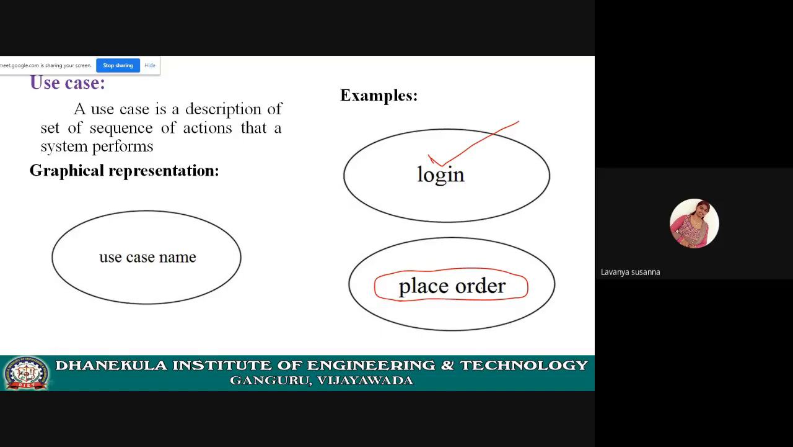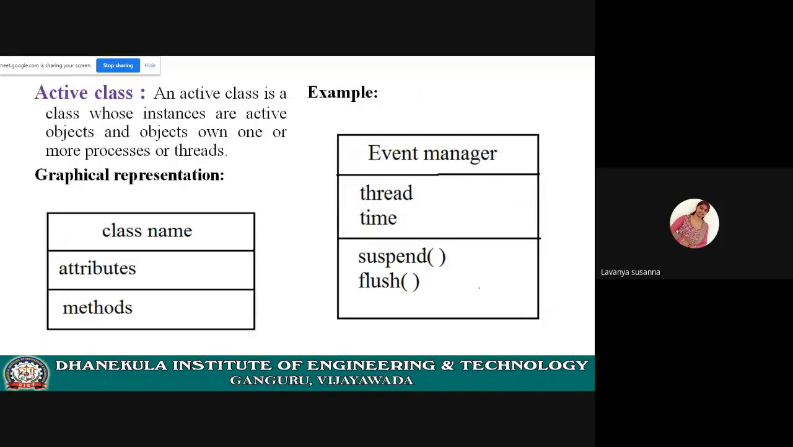Remember all these diagrams, graphical representations. Next, active class. Active class is nothing but a special class whose object is an active object. Already we have discussed this in the second unit.